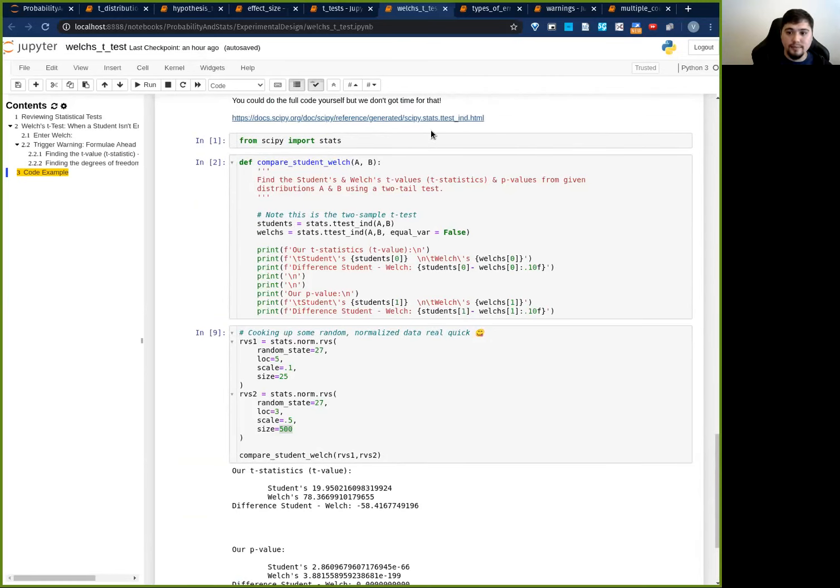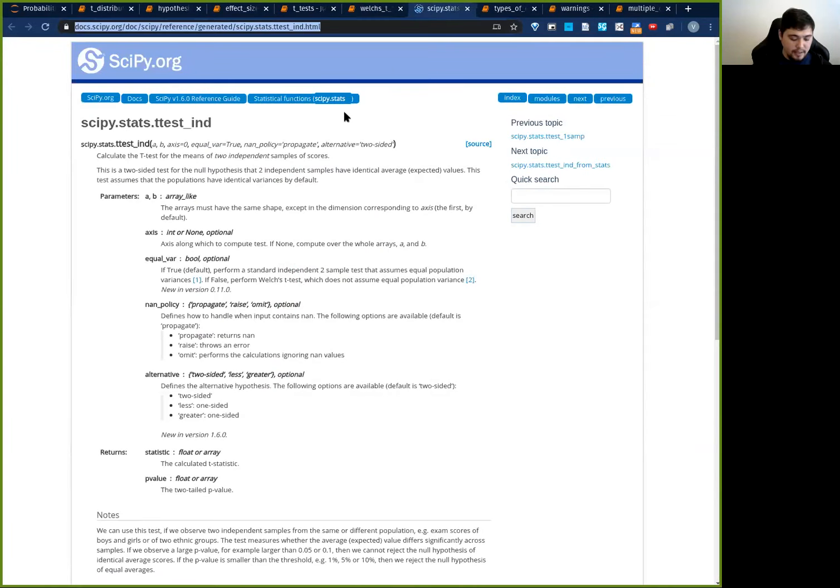There is documentation on SciPy's t-test and everything, and if you want to, you can look into it. In my opinion, SciPy hasn't had as great documentation as some other packages out there. But basically, you're just feeding in A and B, and then you're getting out the statistic, which is the t-statistic, and the p-value itself.